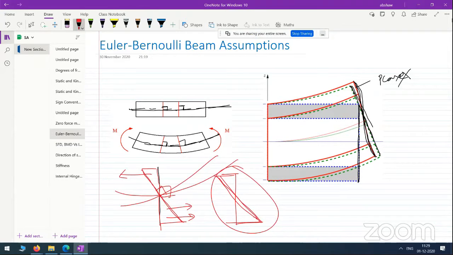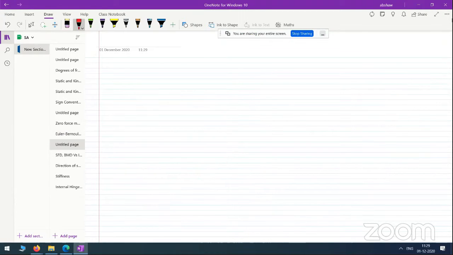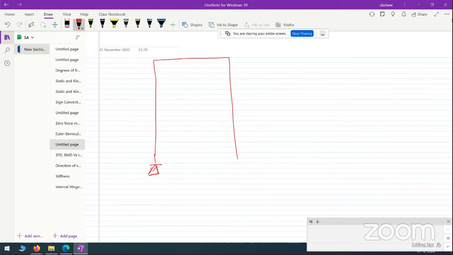See, external indeterminacy is the indeterminacy because of, for instance, if we take a frame like this, okay, first make it a truss. So this is determinate. Your number of equations, you have two unknowns here and one unknown here. You have 3 equations. So it is a statically determinate truss.